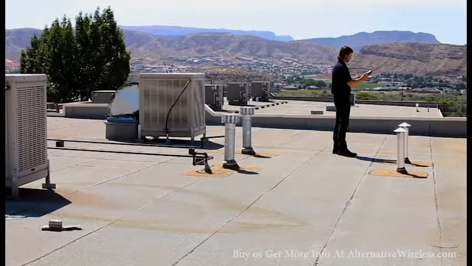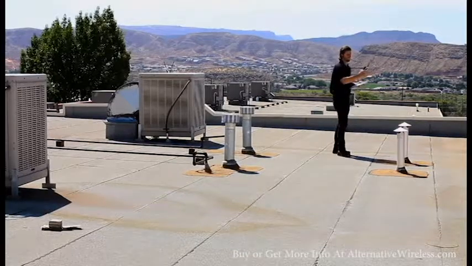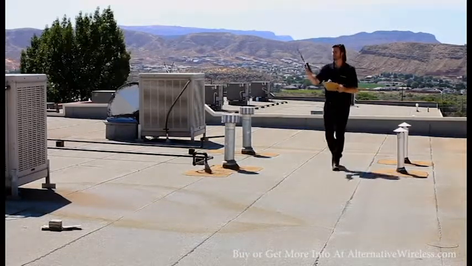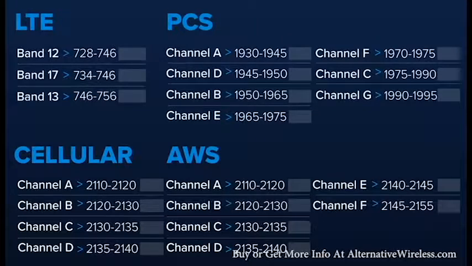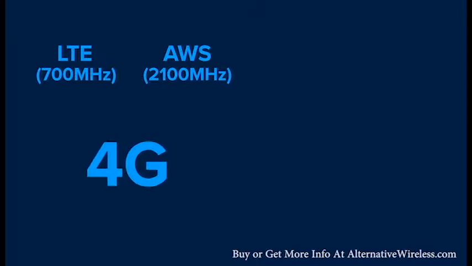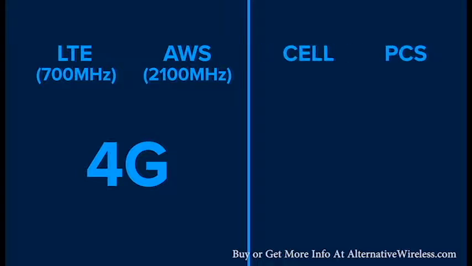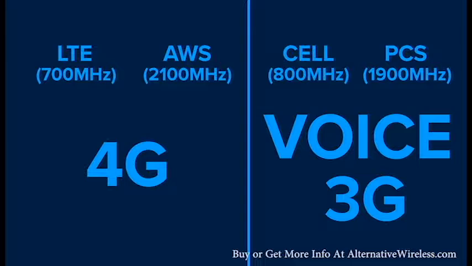When you get to a job site, you want to assess the signal for all carriers. Each carrier uses different channels within each frequency range, LTE, Cellular, PCS, and AWS, for different uses. The FCC divides up cellular frequency into bands or channels, and each carrier is allotted certain channels to operate on. Basically, LTE, 700 MHz, and AWS, 2100 MHz, are primarily used for 4G data, with some exceptions for voice over LTE. Cellular and PCS, or 800 and 1900 MHz, are exclusively voice and 3G data for all carriers.